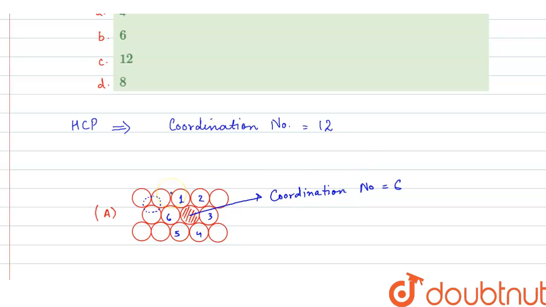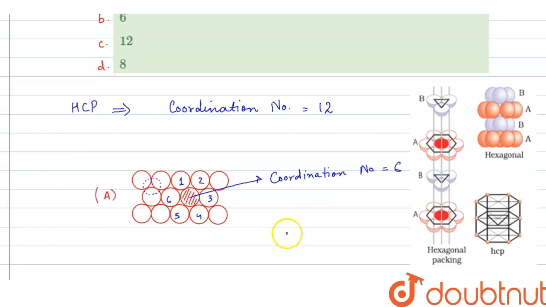We are not considering the layer which is below this layer and which is above this layer. We are considering only one layer, right? So if we see another layers, let me show you the diagram. Now here you can see, if you consider this central particle, it is touching 6 particles in its own layer, and it will touch the 3 particles which will be in the above layer and 3 particles which will be in the below layer, right? So the coordination number of the particle will be 12, and the coordination number of this particle in its own layer will be 6, because here we have 1, 2, 3, 4, 5, 6 particles.